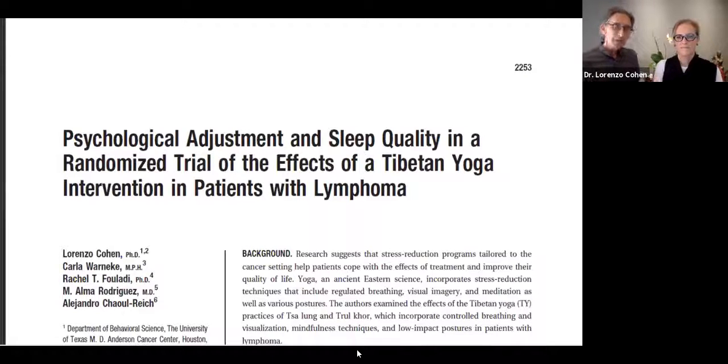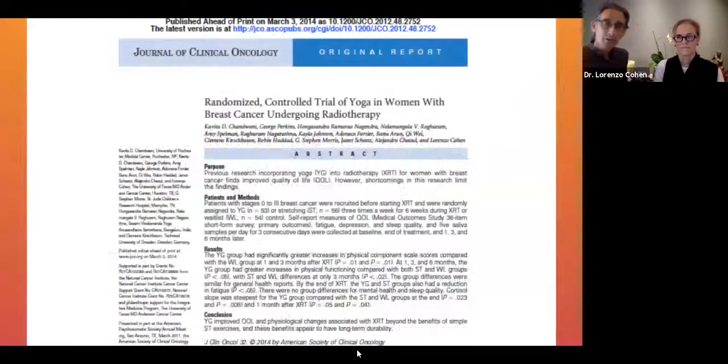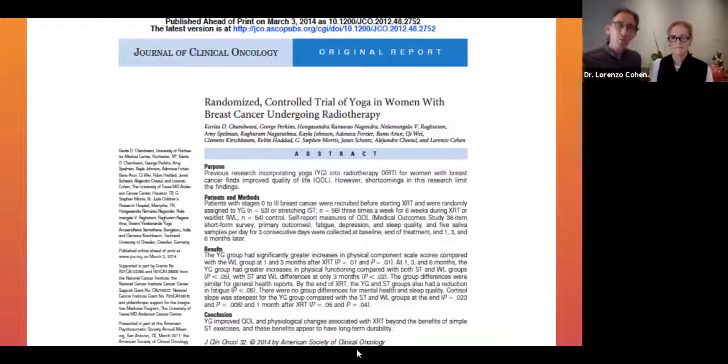What does that mean? That you take a group of individuals and you randomize them, as in the flip of a coin, so half of them get the yoga and half of them are in a control group of some kind. In this case, it was just waitlist, meaning they had to wait until the study was over, and then we offered them the yoga, and clear benefits for sleep quality as well as some other outcomes. We subsequently have done a number of other studies, but this was one of our earlier studies that we were able to publish in one of the top cancer journals.